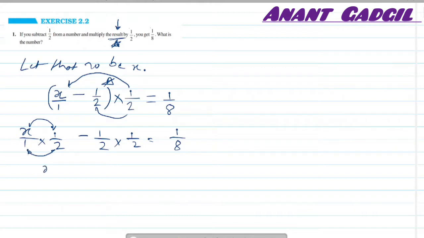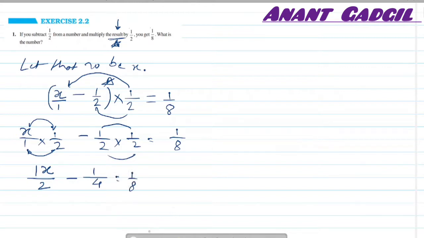So 1 times x is 1x. You can also write it as x only. If there is no coefficient, that means it is going to be 1. And 2 times 1 is 2. Minus, here also 1 1s are 1 and 2 2s are 4, is equal to 1 by 8.